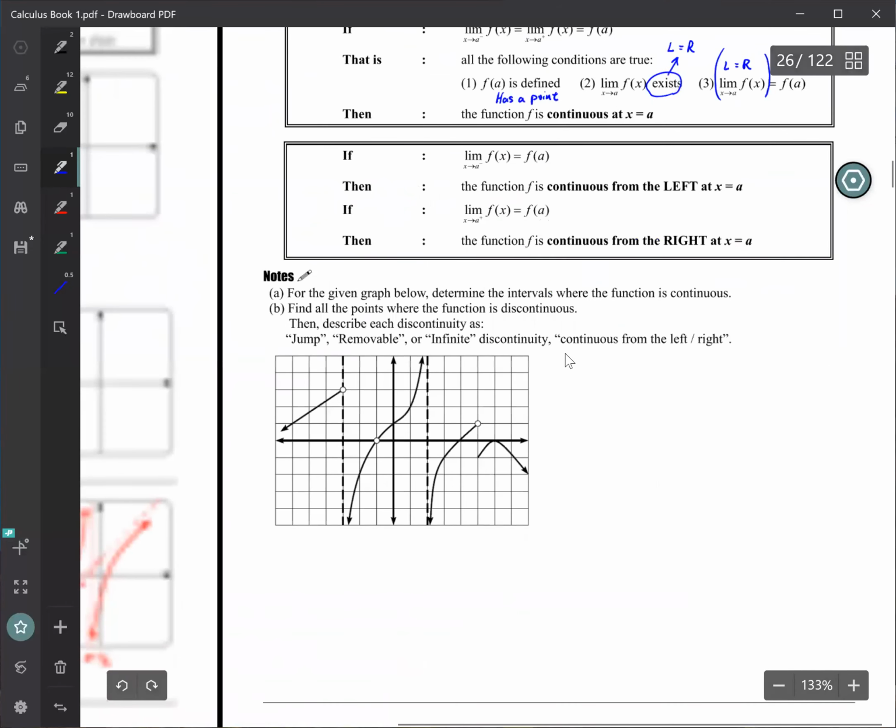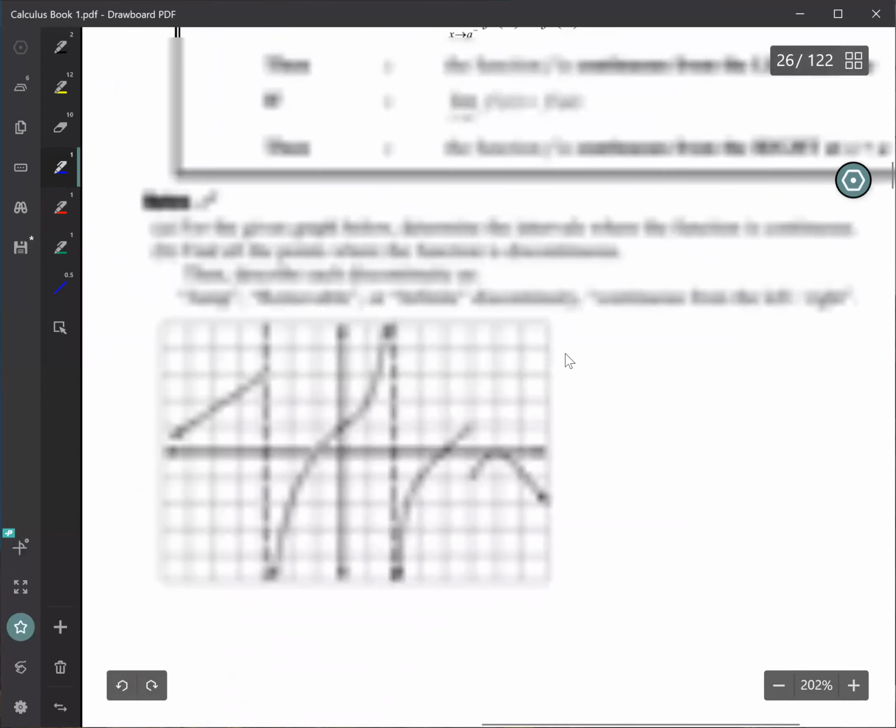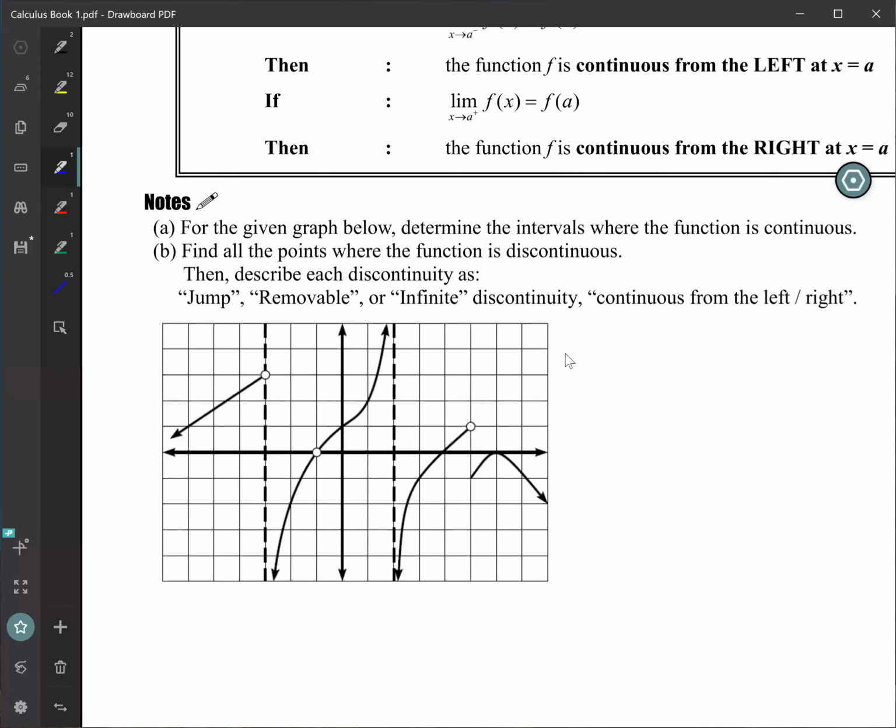So let's look at an example, right? For the given graph, determine the interval where the function is continuous. So this one, if you have a picture, it's very clear which part is continuous and which part is broken. Basically, if you need to lift up your pencil to continue the graph, that means it's broken. If you finish the graph without lifting, then it's continuous. So we go from left to right. For example, here I'm using the arrow.